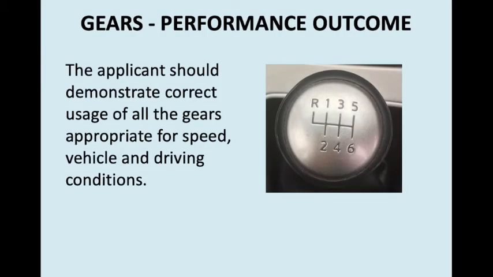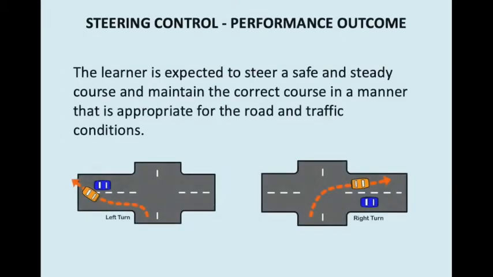Gears. The applicant should demonstrate correct usage of all the gears appropriate for speed, vehicle, and driving conditions. Steering control. The learner is expected to steer a safe and steady course and maintain the correct course in a manner that is appropriate for the road and traffic conditions. If you look at the diagrams down the bottom, we've got a demonstration of a left and a right turn, and you can see that the student is not in control of their road position in each of those examples.